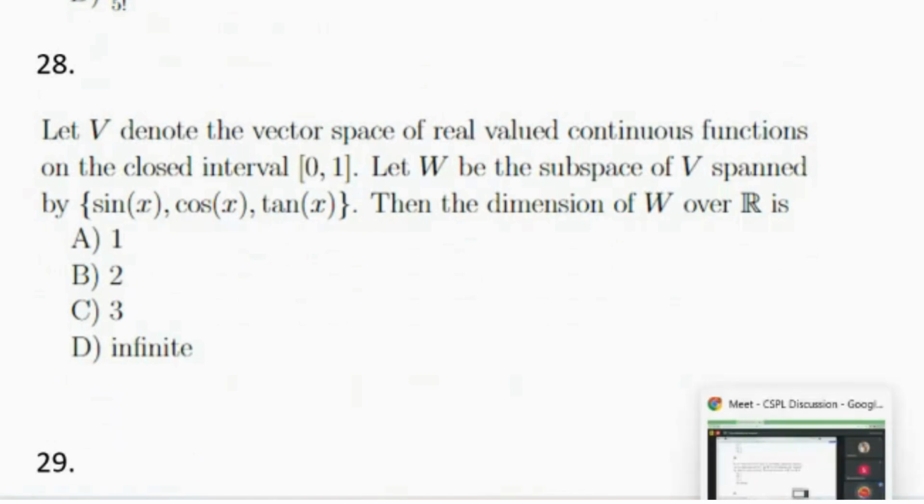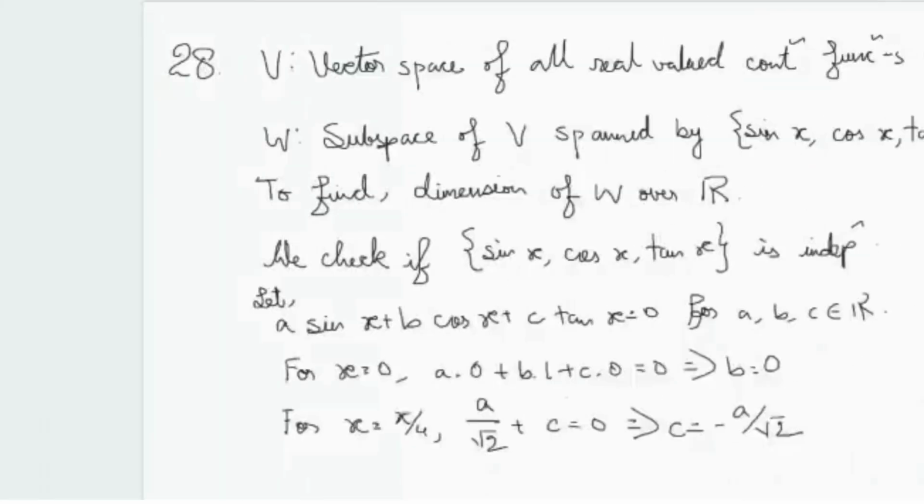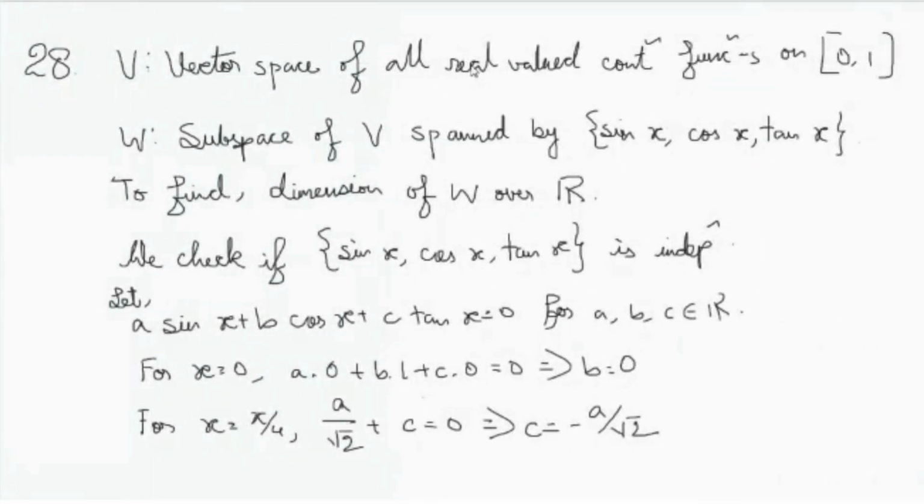So first we will try to check whether they are independent or not, and if not, then we'll proceed in some other way. I've simply written down the notations here, V and W, and we first check if sin x, cos x, and tan x are independent. As we know, the definition of independence for a set of vectors, in this case, is a sin x plus b cos x plus c tan x equal to 0 implies a is equal to b is equal to c is equal to 0. If this condition holds, then we can say that these three are independent. So I have done just that.